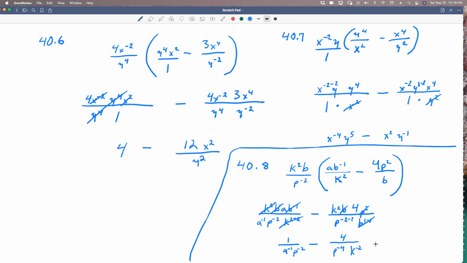So as you can see, you just want to cancel what you can cancel and then move the rest. And it just depends on what the book or the problem is asking. Does it want all of them in the numerator? Does it want all of them in the denominator? Do whatever it says in relationship to the problem.